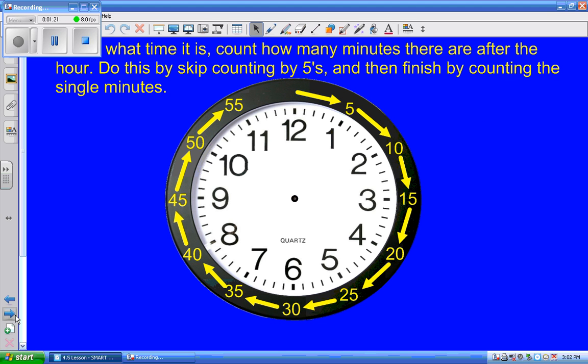If you do skip counting, for the first big groups, you could finish off by counting the individual little ones. So for example, if I had the big hand move from the 12 to there, you can go 5, 10, and then count 11, 12, 13. That means it took 13 minutes, hasn't it? Yep. All right.